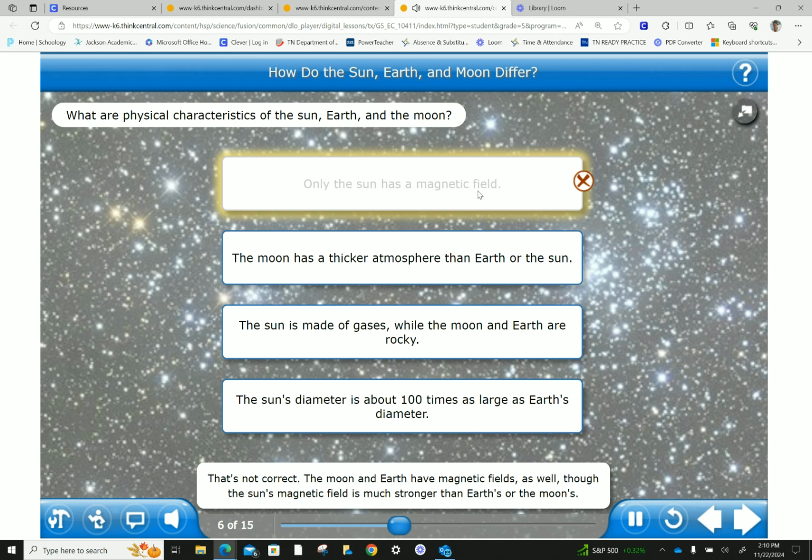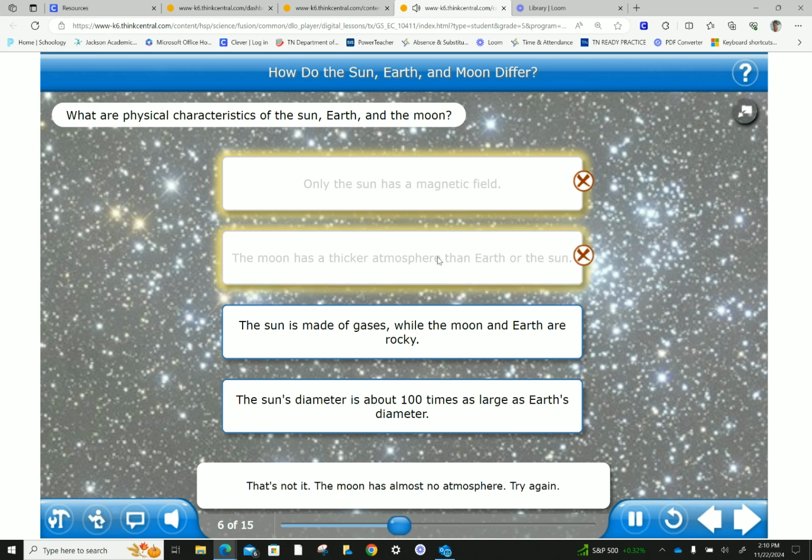That's not correct. The Moon and Earth have magnetic fields as well, though the Sun's magnetic field is much stronger than Earth's or the Moon's. Try again. That's not it. The Moon has almost no atmosphere. Try again.